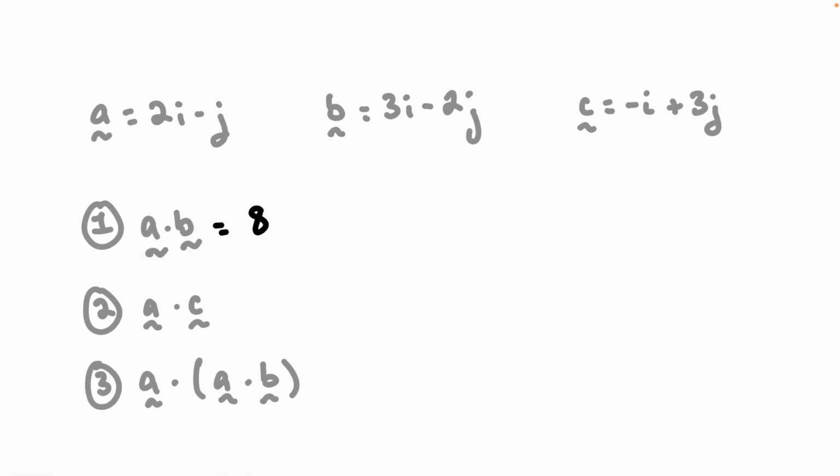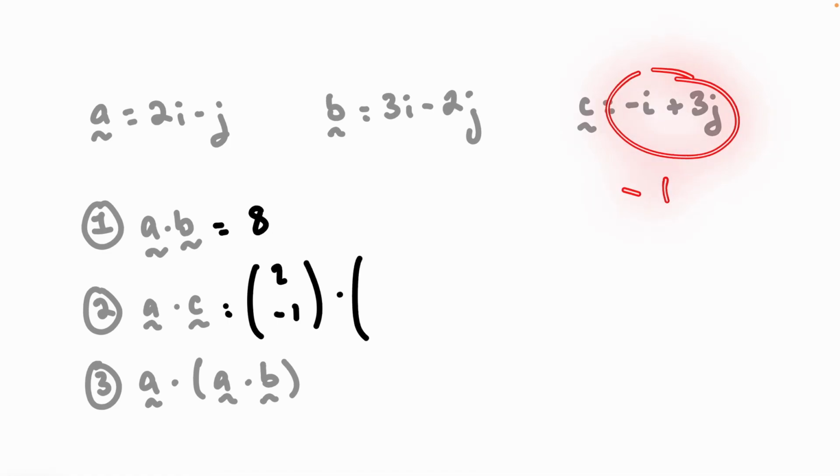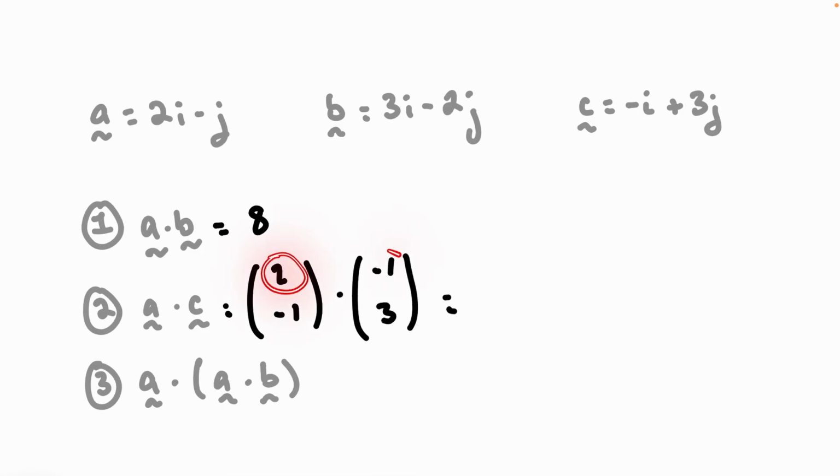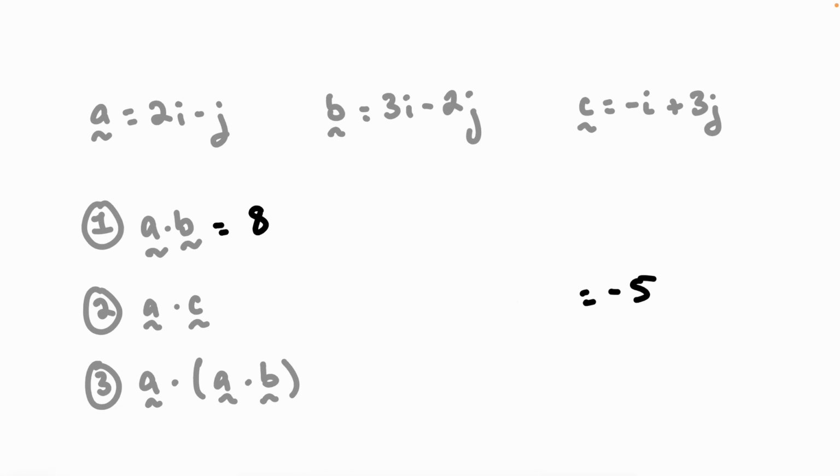Part B, or question 2. A dot C. So A dot C would be the same as (2, -1) dotted with vector C, which in this case is (-1, 3). And this would just be the same as 2 times -1, which is -2, and -1 times 3, which is -3. And that would just be equal to -5. So this is the value of the dot product here.